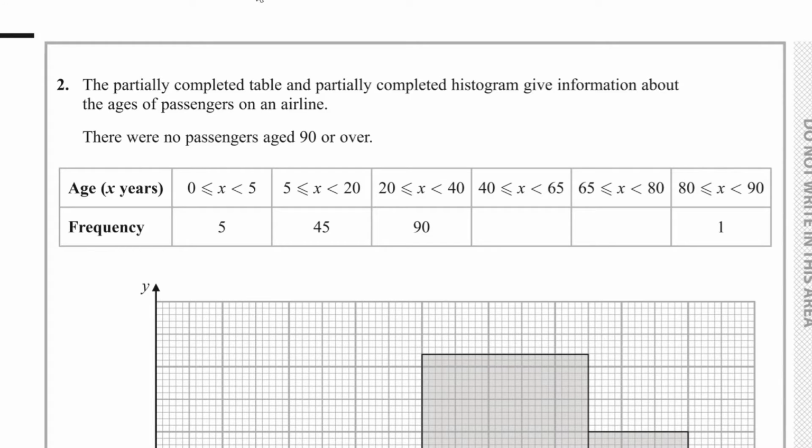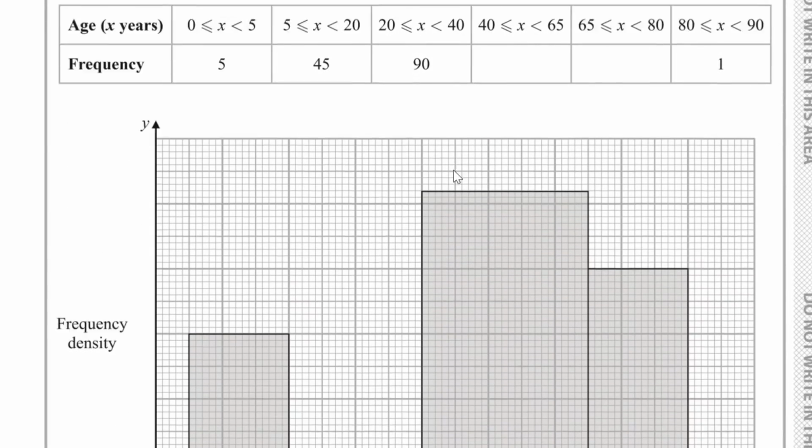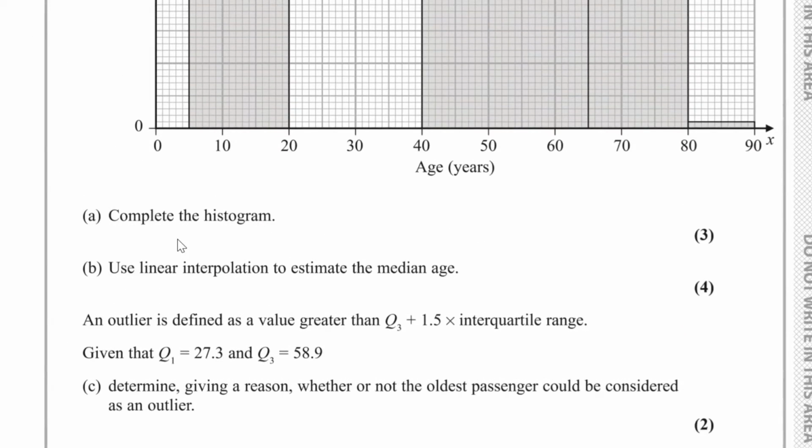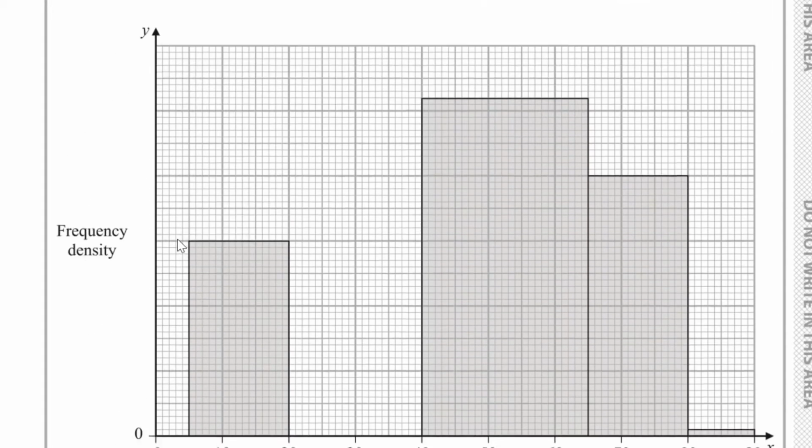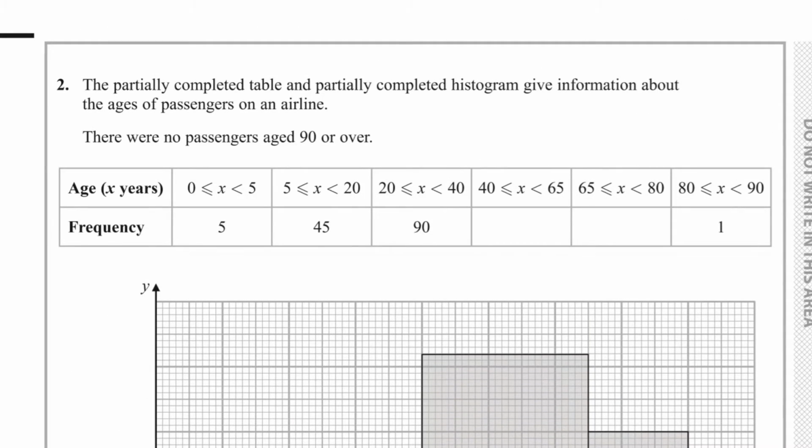Question number 2. The partially completed table and partially completed histogram give information about the ages of passengers on an airline. There were no passengers aged 90 or over. What we have to do for part A is complete the histogram. Well, first of all, with a histogram, we know that frequency density equals frequency divided by class width, and we can also rearrange for the frequencies here or the class width.